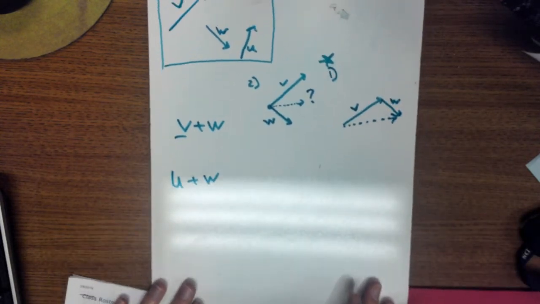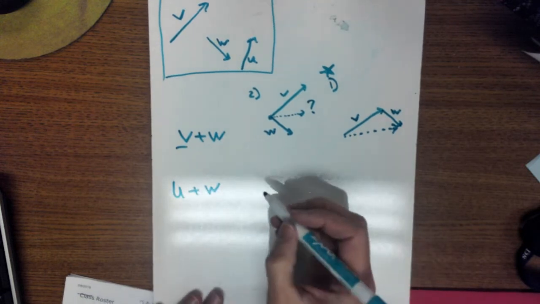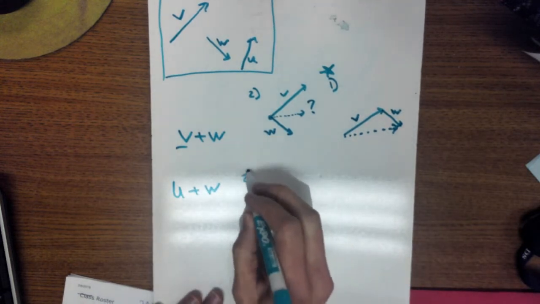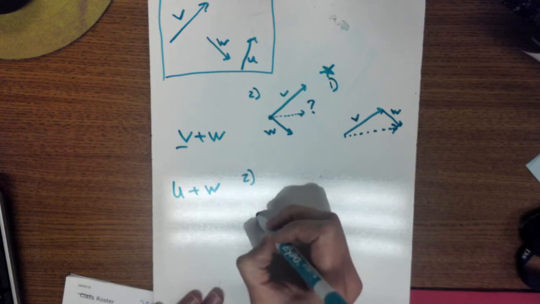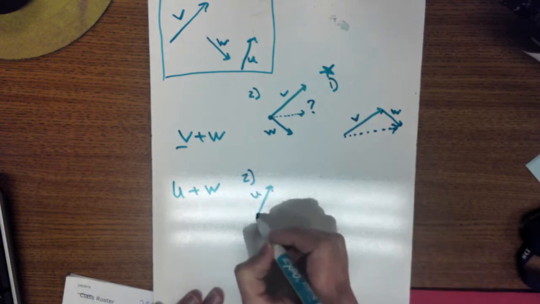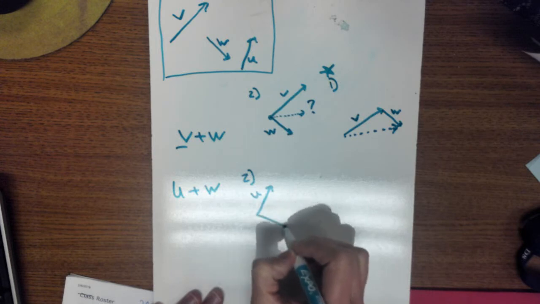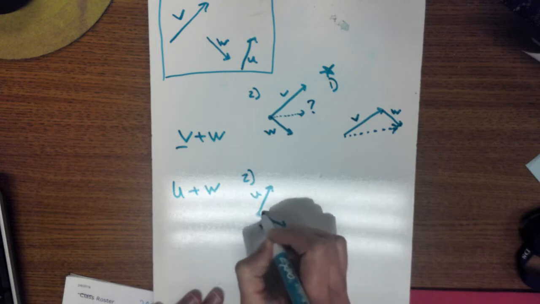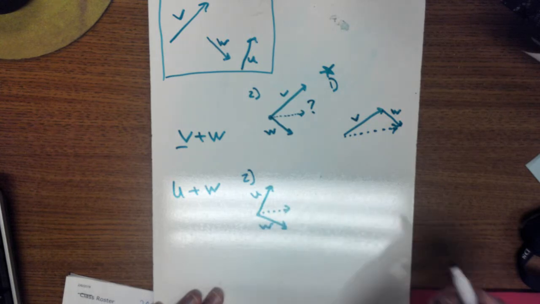u plus w, whoops, let's keep this here. We're going to start with vector u. I'll show you both ways. This is method 2. Like I said, I would not do it this way, and I'm going to show you why, just because it is harder. There's u. And then we're going to draw vector w. Ooh, that's an estimate. Somewhere in there would be the resultant.